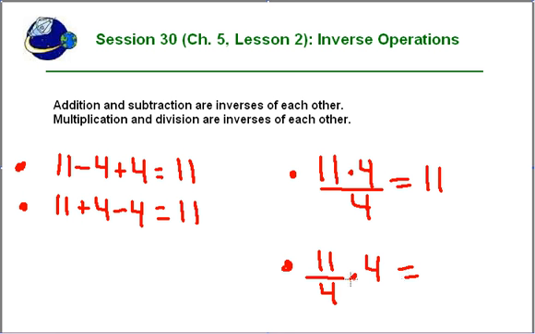But if you want to multiply it out, remember when you have fractions and you're multiplying it by a whole number, you can make a fraction out of that, 4 over 1. What is 11 times 4? Well, it's 44. That becomes your top number, your numerator. What's your bottom or denominator? 4 times 1 is 4. And then what's 44 divided by 4 equal? Well, that equals 11. So we can see here that multiplication is the inverse of division. So not only is multiplication the inverse of division, division is the inverse of multiplication. Addition is the inverse of subtraction, and subtraction is the inverse of addition.